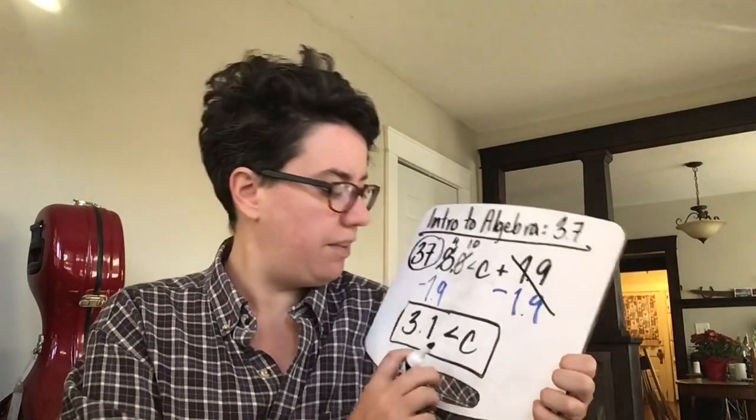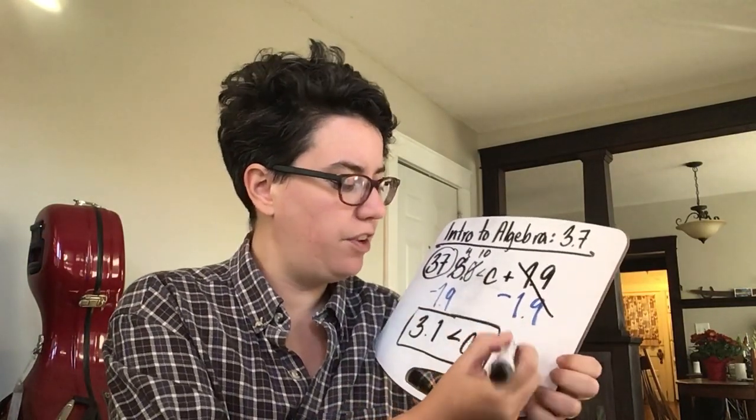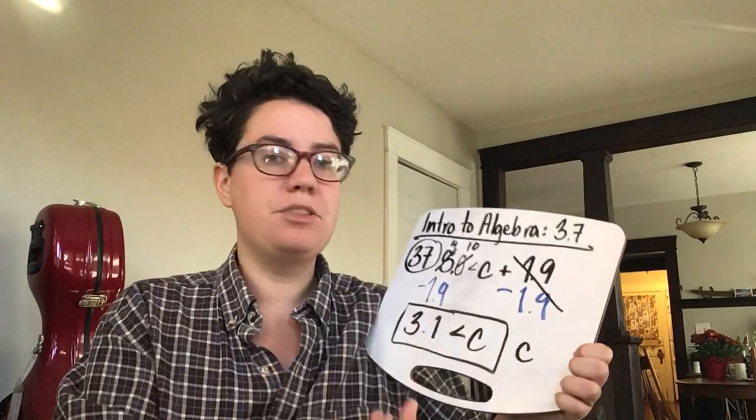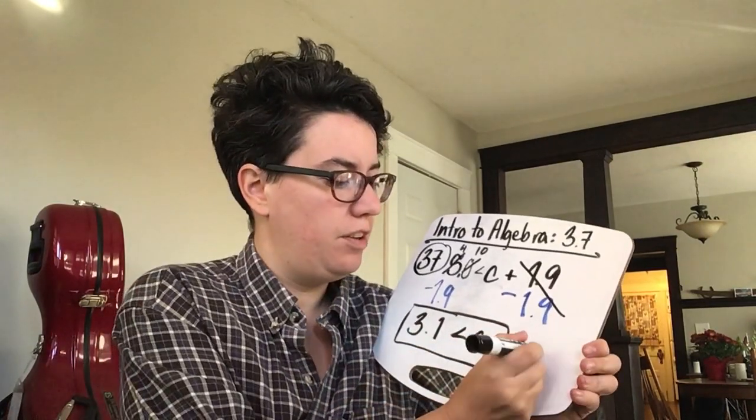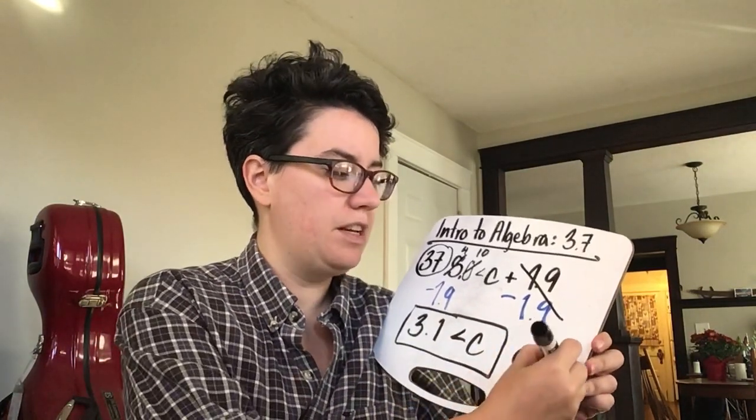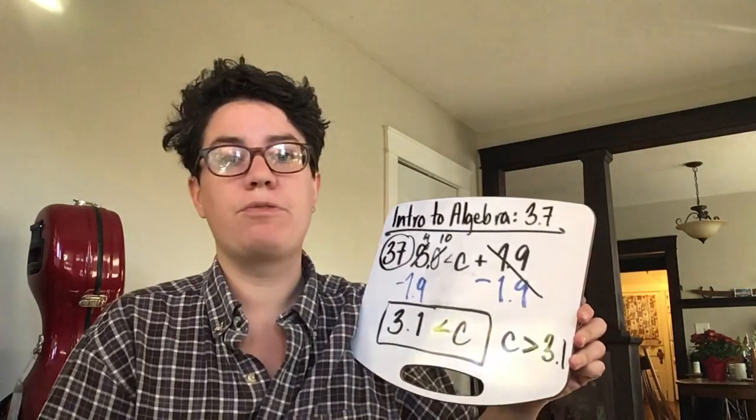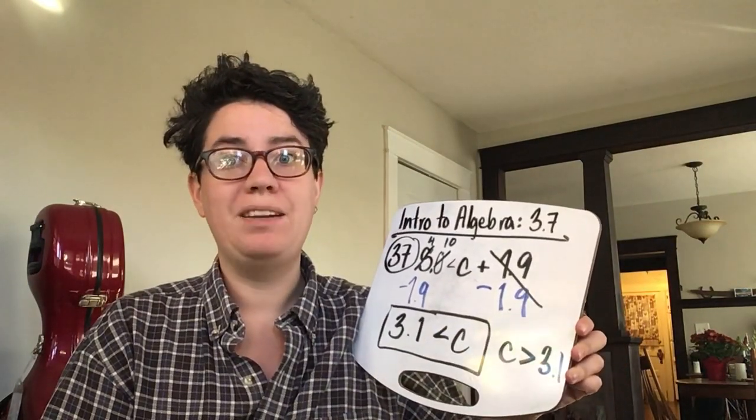Now you also might have the final answer written with the c number first, and just make sure that the mouth is pointed towards the bigger term. So in this case, this is the equivalent of c is greater than 3.1.